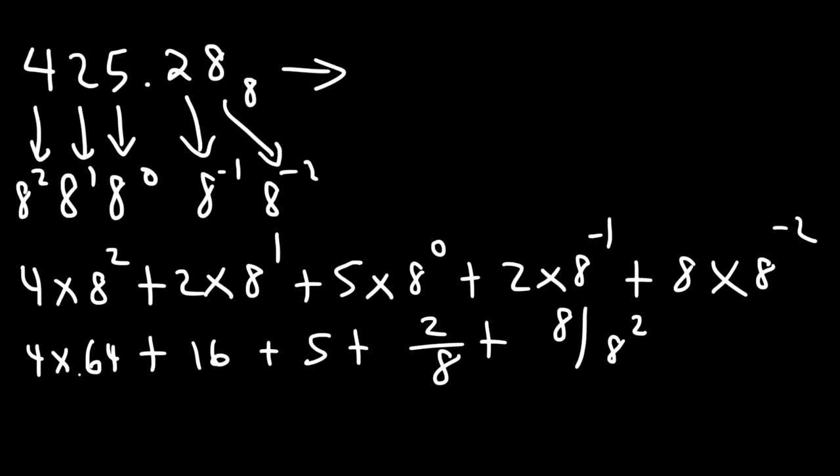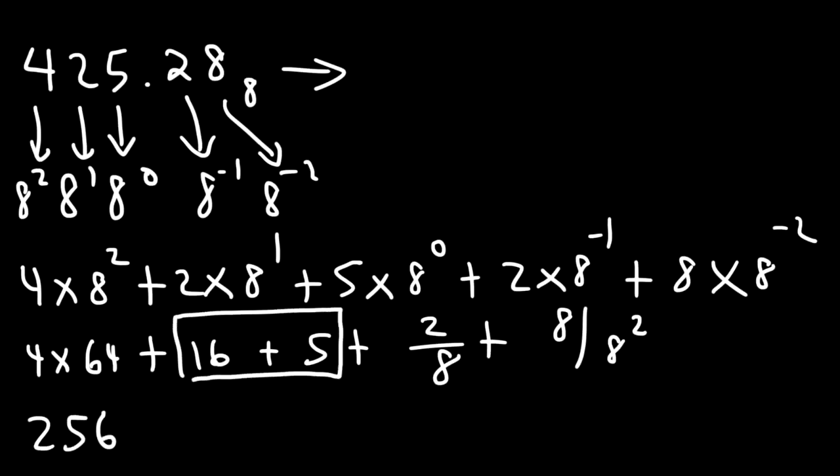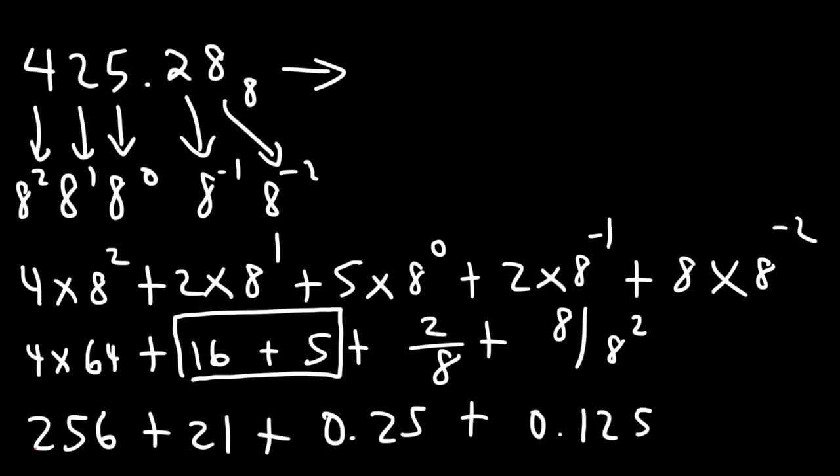So 4 times 64, that's 256. Now we can add 16 plus 5, that's going to be 21. And then 2 over 8, or 2 divided by 8, that's 0.25. And then 8 divided by 8 squared, or 8 divided by 64, that's 0.125.